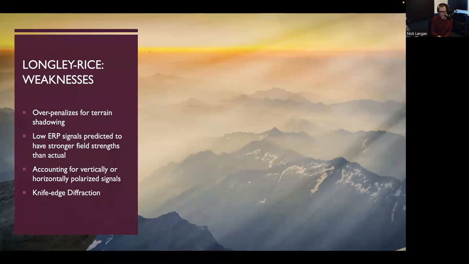Particularly, I have found in fringe suburban areas that are hilly, and so locations west of the fall line, west of New York, west of Philly, west of DC, it's over penalizing for terrain shadowing. I've observed it with our own station here, WXVU. It's a little too optimistic regarding signals with low ERP values.